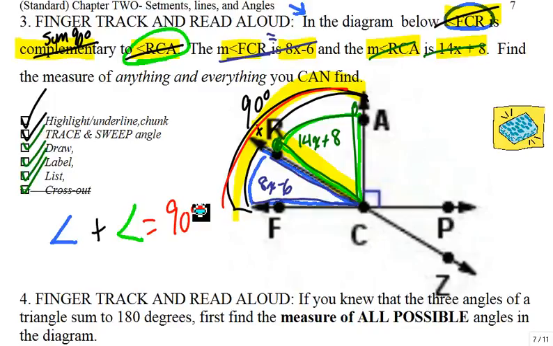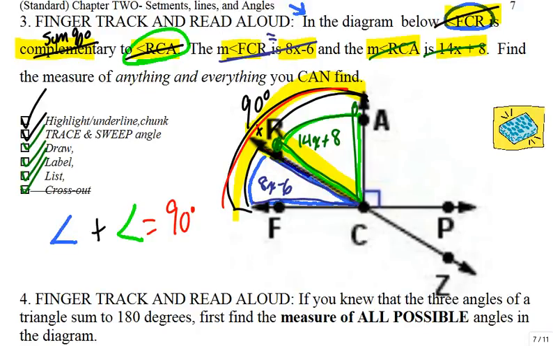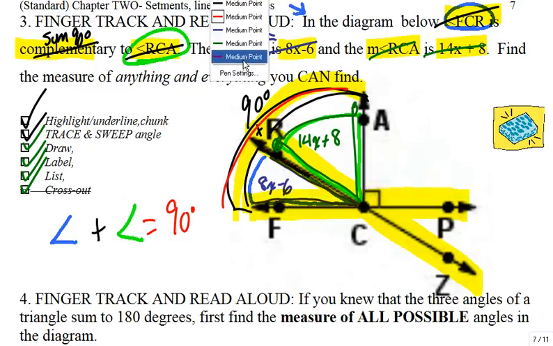Now, a couple other things I'd like you to do. Please physically trace the segment RZ. R all the way to Z. Now I'd like you to physically trace the segment F to P. F all the way to P. Physically trace again R to Z, F to P. Those are straight lines. Straight lines create vertical angles.